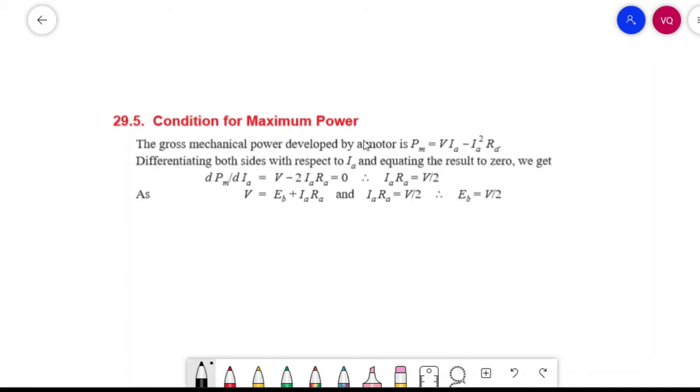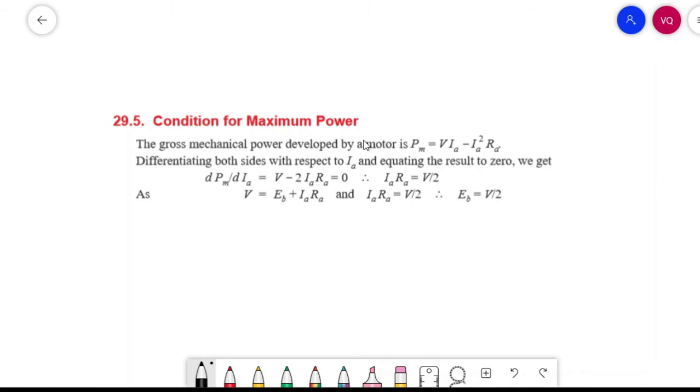The gross mechanical power developed by a motor is PM. So it is equal to terminal voltage times armature current minus the copper loss. Differentiating both sides with respect to Ia and equating the result to 0, we get V is equal to EB plus IaRa, and IaRa is equal to V over 2. Therefore, the back EMF is equal to terminal voltage divided by 2. This is the condition for maximum power.